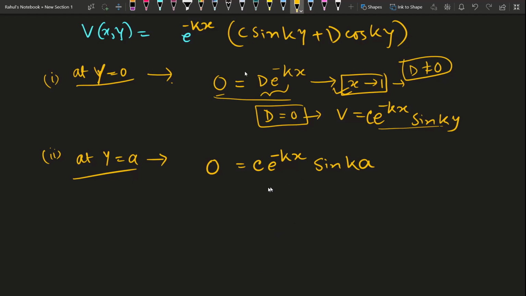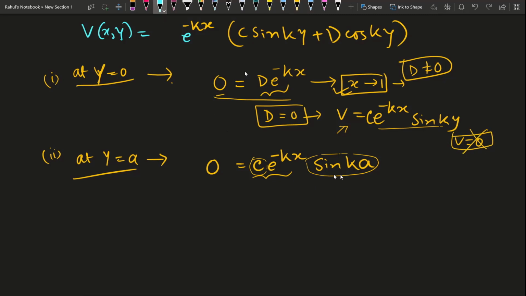So how can this be 0? For any value of x, this can only be 0 if this constant, or otherwise this thing, is 0, right? Now if you put c to be 0, then by this expression you can easily understand that v is 0 always. V is 0 always for c equals to 0, right? So that cannot happen.